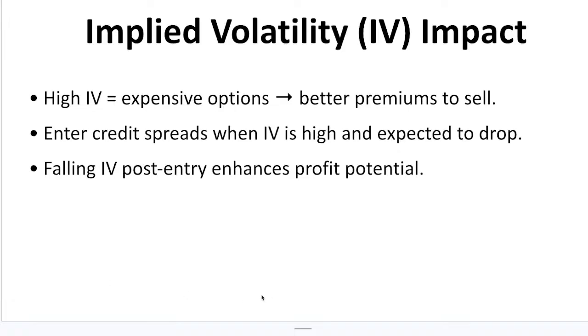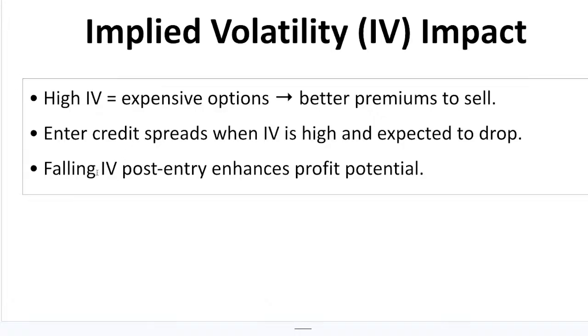So implied volatility, IV impact. High IV means expensive options, better for premium selling. So you can get a better premium during market crashes if you do a bull put spread. So enter a credit spread when IV is high and expected to drop. Falling IV post entry enhances profit potential. So you sell at high IV, and after you have done it, you want the IV to go lower. Then suddenly you can collect a lot of premium.